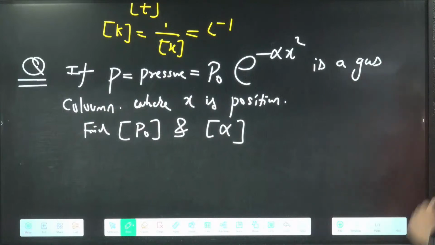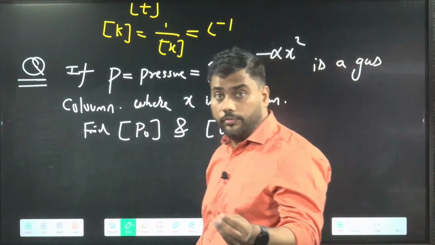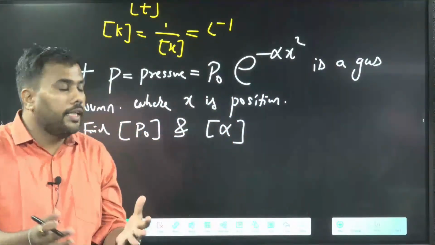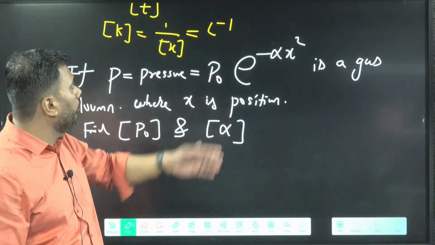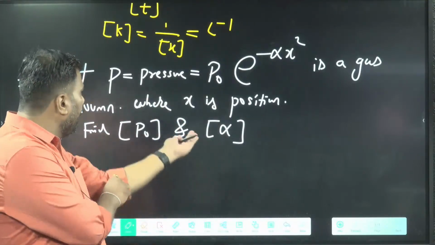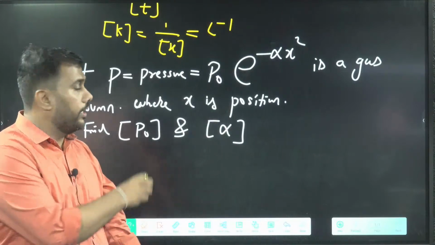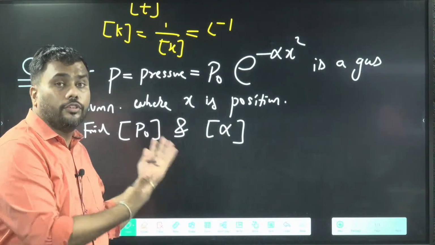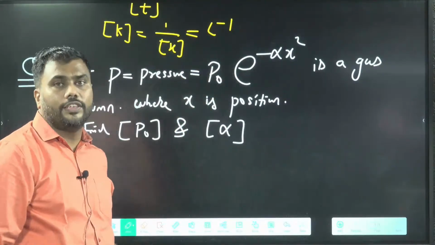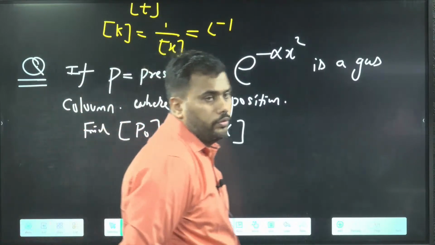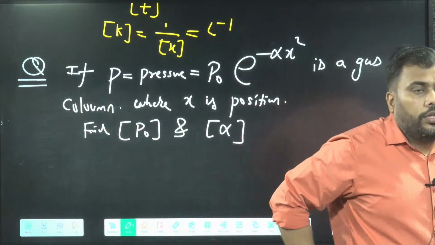Try to solve this. P is pressure in a gas column, given by this expression, P naught e to the power minus alpha x square. Now tell me the dimensions of P naught and alpha. Dimensions of P, which is pressure, and x, which is length, are known to you. Try this.